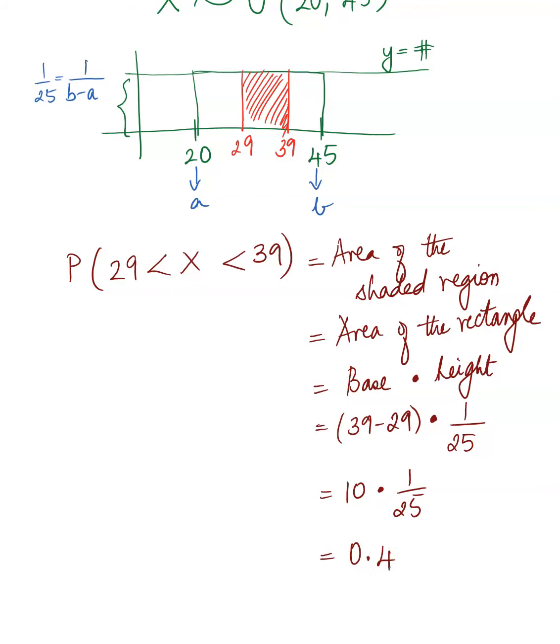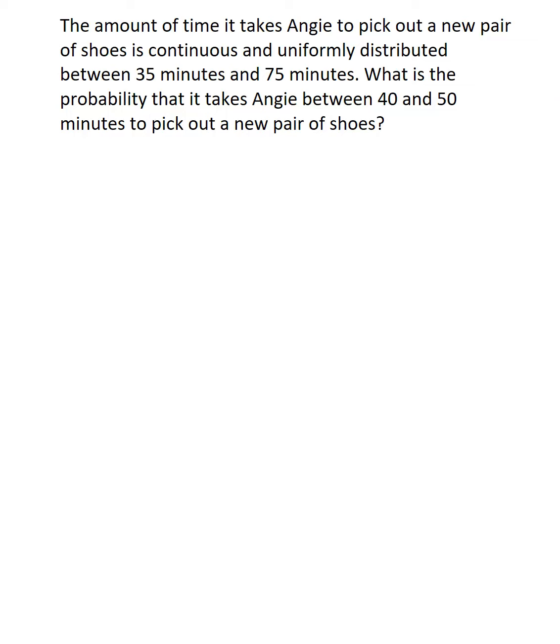The amount of time it takes Angie to pick out a new pair of shoes is continuous and uniformly distributed between 35 minutes and 75 minutes. What is the probability that it takes Angie between 40 and 50 minutes to pick out a new pair of shoes? So now they didn't give us the graph, but they did give us some very important details.